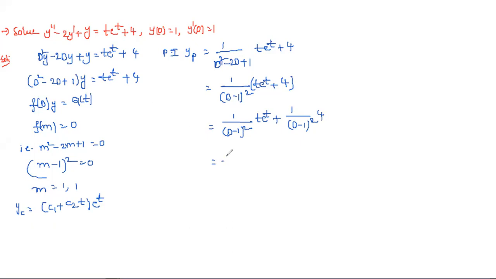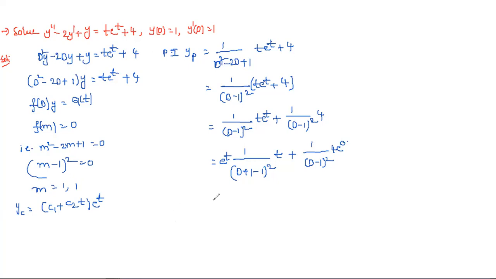So first we need to write left of this one, e power t into, immediately what we have to substitute in place of D as D plus 1, right? (D plus 1 minus 1) whole square into t. And here 1 is there. So 4 constant, that is nothing but simply what we can write, 4 into e power 0t.